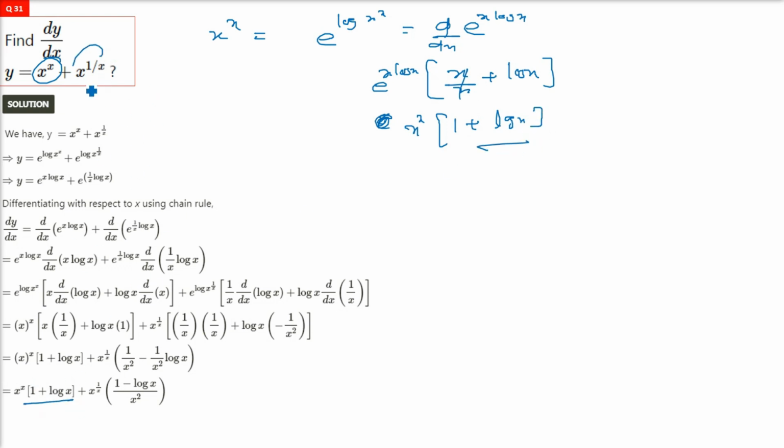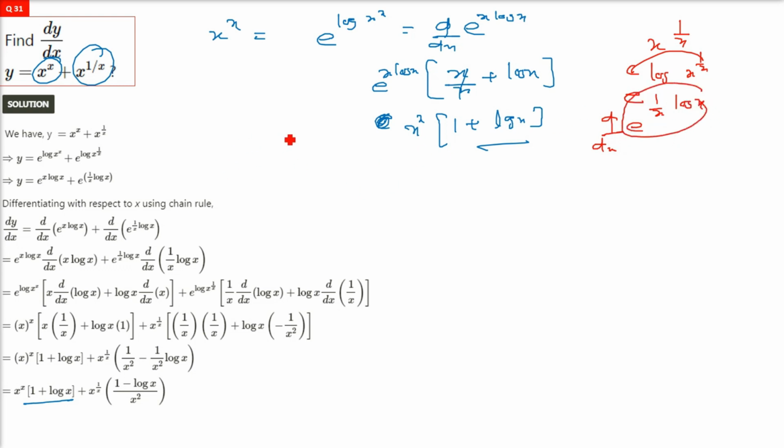Then you have the second part, x to the power 1 by x. So first part you have already seen. Second part we are doing. So e to the power log x into 1 by x, that is, e to the power (1 by x) log x, d by dx of this one. So this will remain same. E to the power anything will be e to the power that thing only.